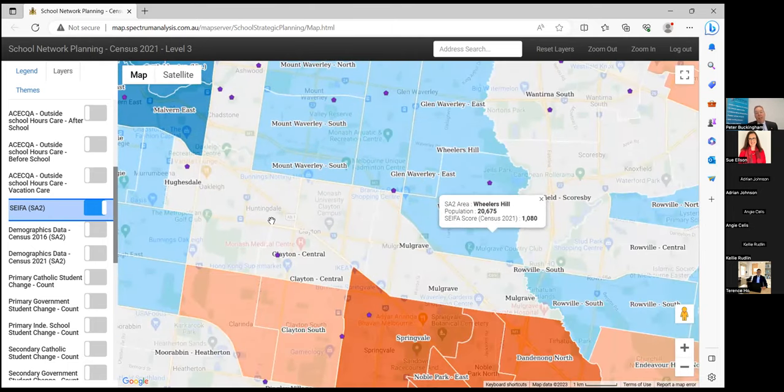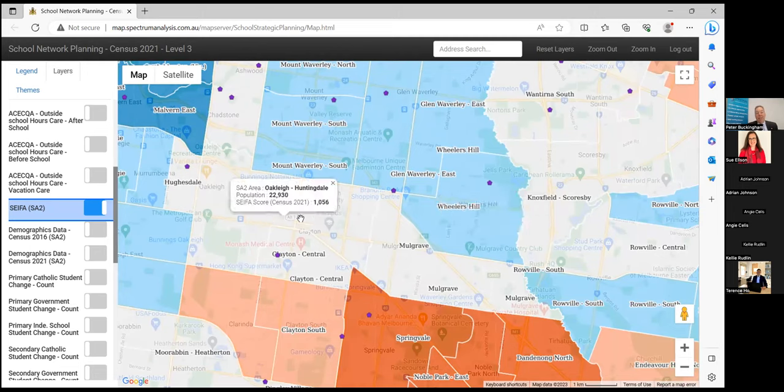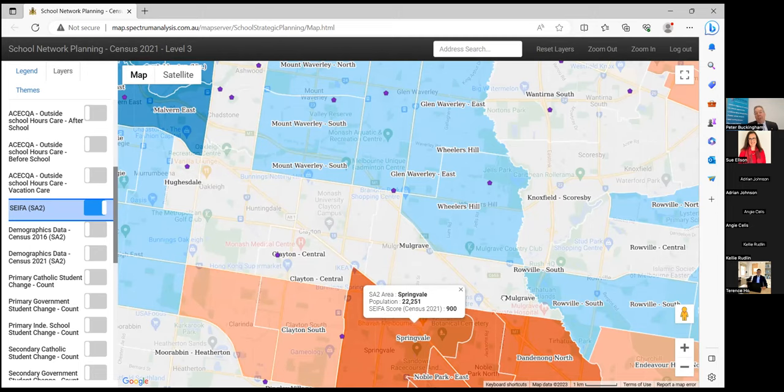Then we'll go to the white areas, 1056, Mulgrave, 1043. The next ones down in Victoria are the orange areas, light orange, and then eventually the brown areas, 900.